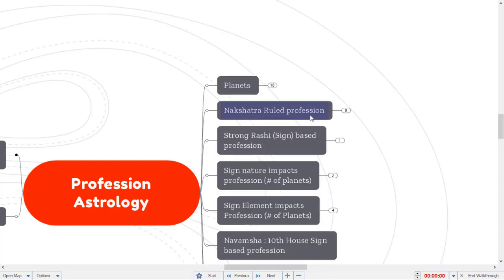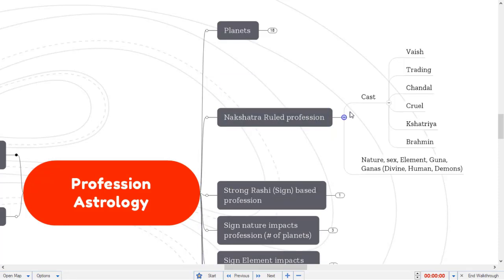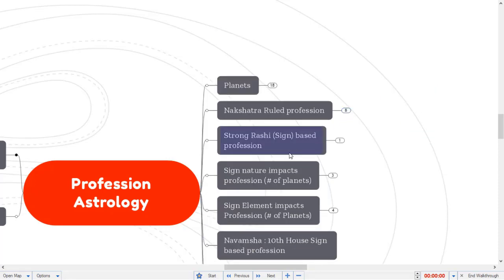If you have your 10th lord, you need to look at the nakshatra of the 10th lord. If it is in its own sign, or if it has gone to some other house, look at the sign in which the 10th lord has gone, and look at the nakshatra it is holding, and look at all these aspects which I talked about. This will have a say on the profession.